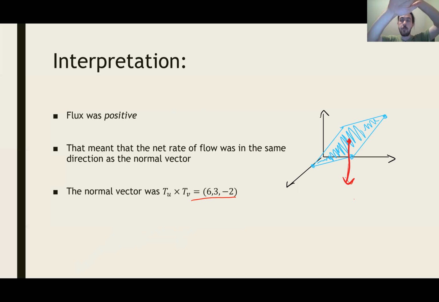It's coming from the top of our hand down through the bottom of our hand if we hold it like this. And that's how the flux should be interpreted here. So that's how this is being calculated.